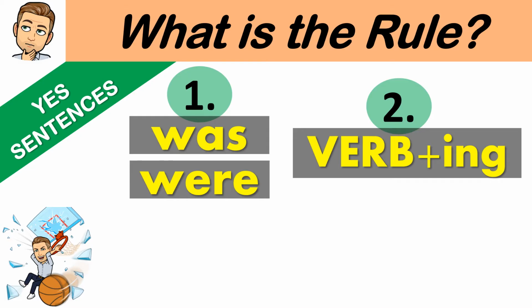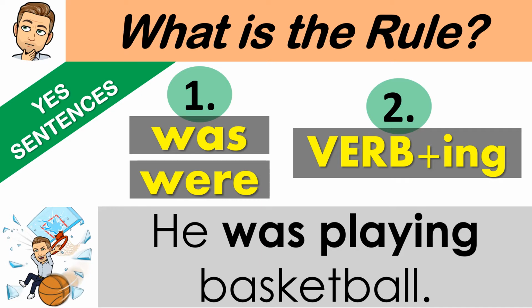Well, the rule is, in a yes sentence, we'll use was or were and then verb ing. So in the past progressive tense, a sentence would look like this. He was playing basketball. Because with he and she and it and I, we use was. But for you, we, and they, we would use were. But we're always going to add verb ing in the past progressive. So in the yes sentences, we could say something like, he was playing basketball.